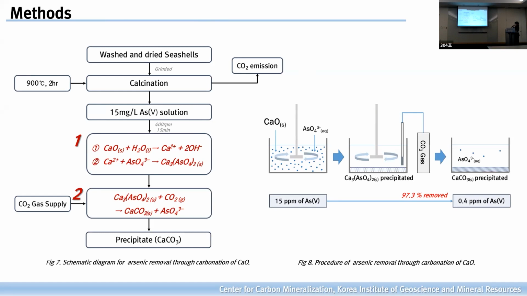Before starting the experiment, the calcium oxide was obtained by calcinating the solution. The calcined solution becomes calcium oxide, and the calcium oxide is put into the 50 milligram per liter arsenic solution. There are two steps in my experiment. The first step is the chemical reaction between calcium and arsenic, and the second one is carbonation.